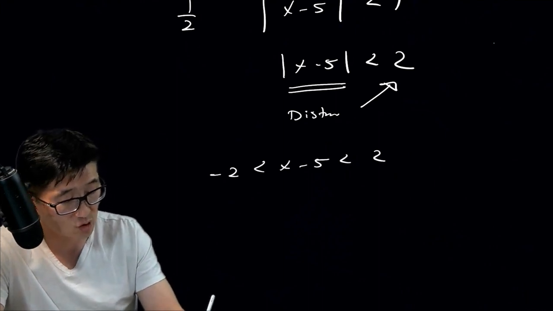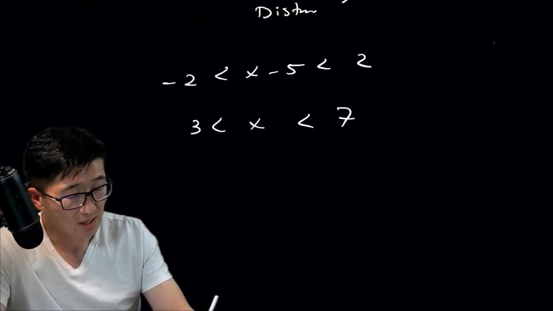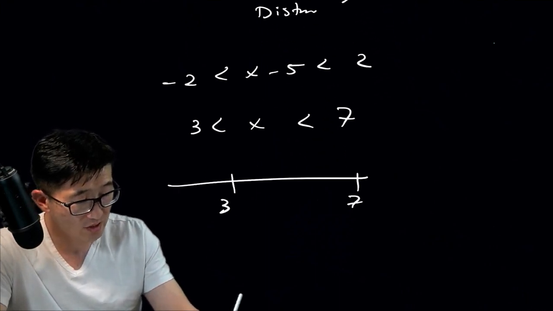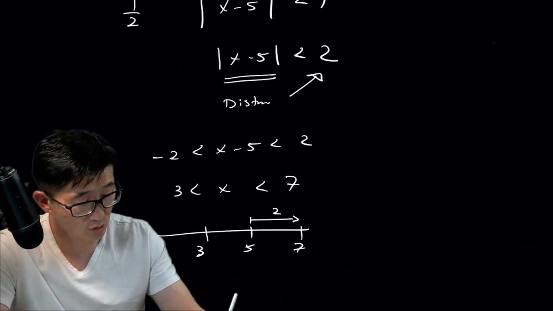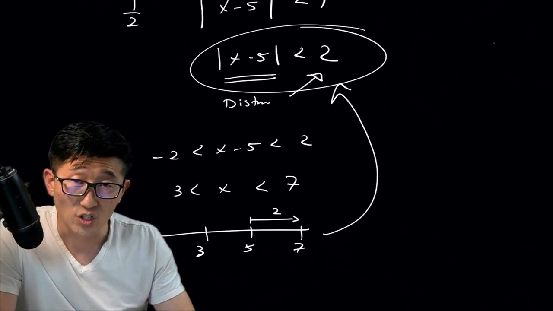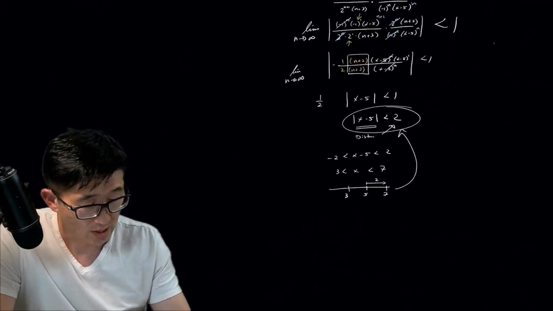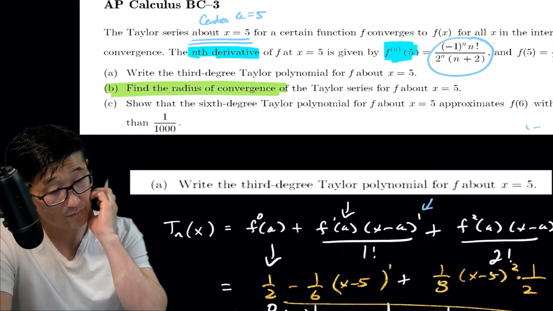Add 5 to both sides, you'll get 3 and 7. And if you do a number line, 3 and 7, the middle has to be 5. From 5 to 7, the distance is 2. That's your radius, which again goes all the way right back to this situation. So the radius of convergence is 2. And that answers our question for letter B.